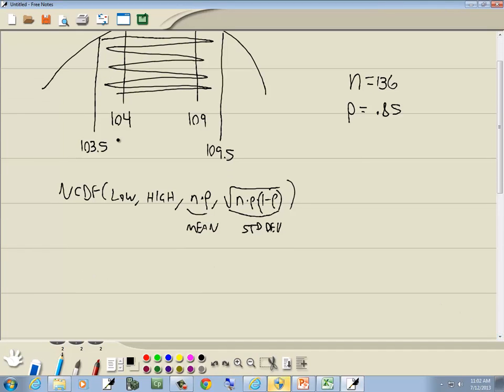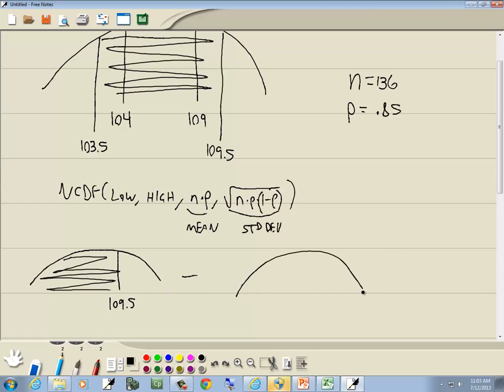Well, Excel is not based upon low and high. It's based upon the area, the probability to the left. So we would have our first one, 109.5. We would take that, and then we'd subtract off the 103.5. If I started with this area and I subtracted off this, that would leave me everything between 103.5 and 109.5.